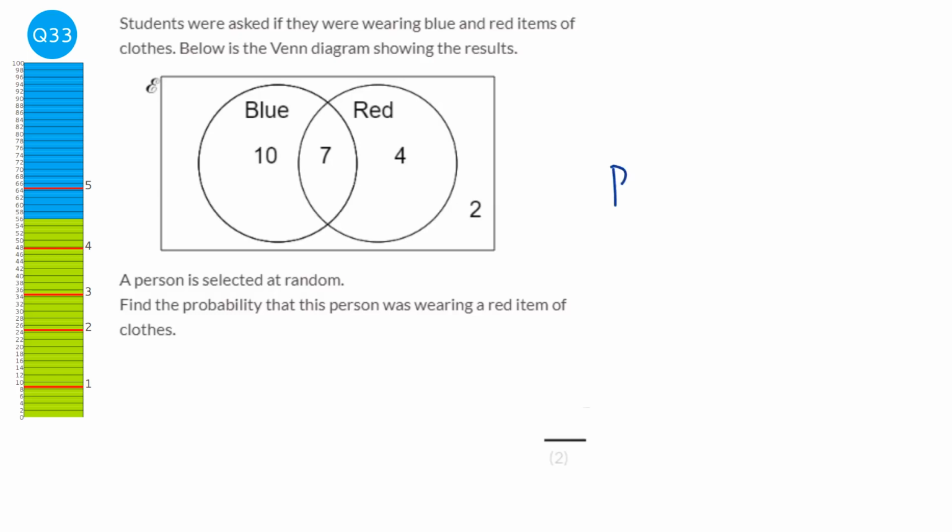To find the probability that this person was wearing a red item, we need to work out the amount of red in total and the total amount of people.